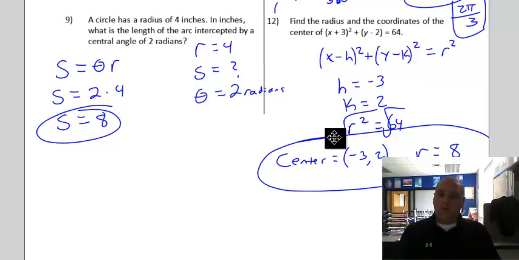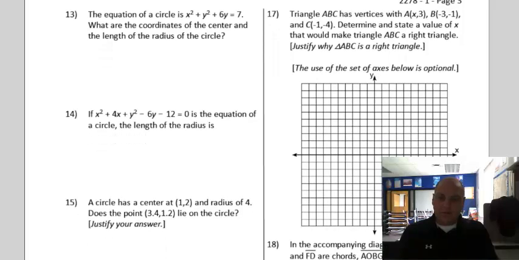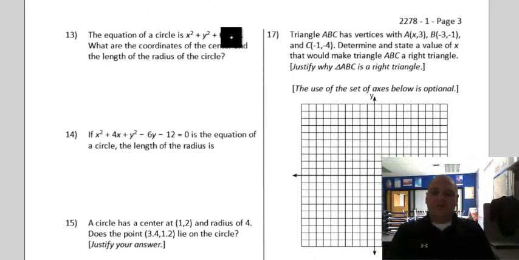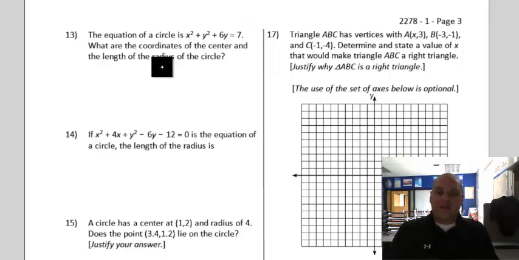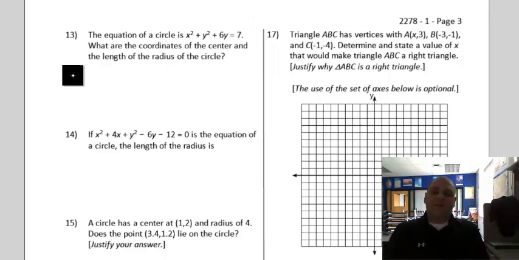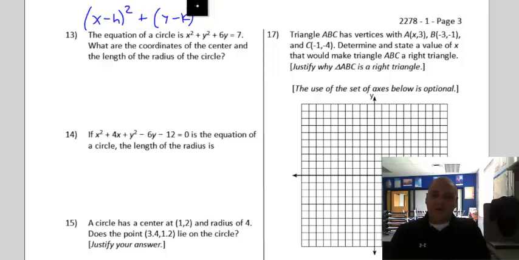All right, one more page here. We're almost there. The equation of a circle is x squared plus y squared plus 6y equals 7, and they want you to find the center and radius. So we have to put this in center radius form. Right now it's in standard form. We want it to look like x minus h squared plus y minus k squared equals r squared. That's center radius form. We want to get it in that form. We're going to use completing the square like we did in our very last lesson.